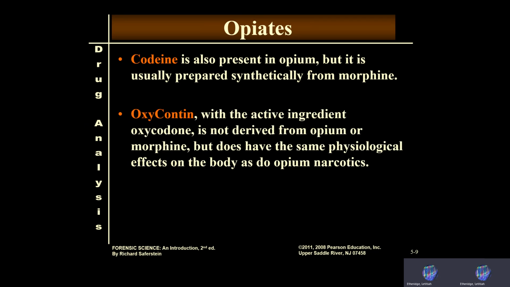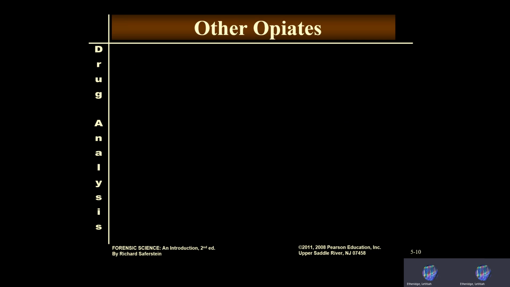Oxycontin is another one that you've probably heard of. A lot of people take it for different medical injuries like knee pain and back pain. The active ingredient in Oxycontin is going to be oxycodone. Yo, these words are going to be crazy, this unit. They're not derived from opium or morphine, but it does have the same type of effects on the body as opium narcotics do.